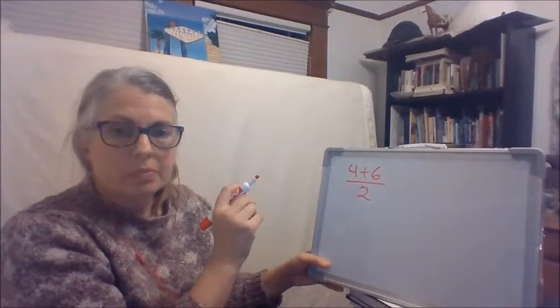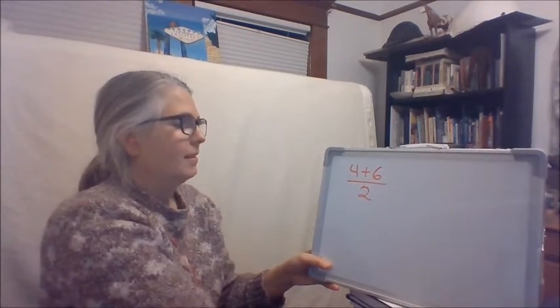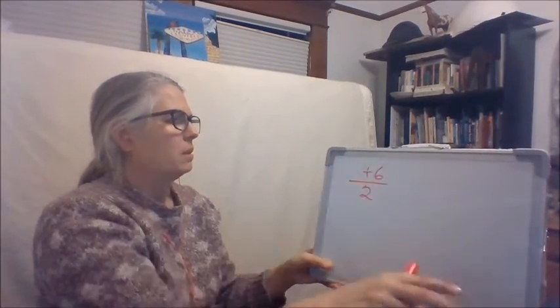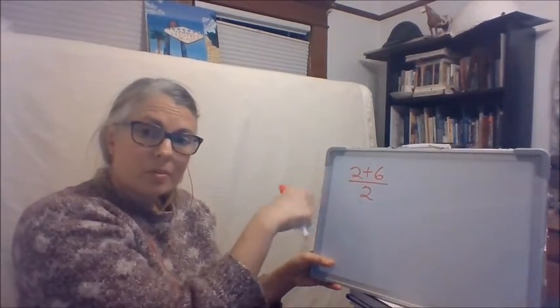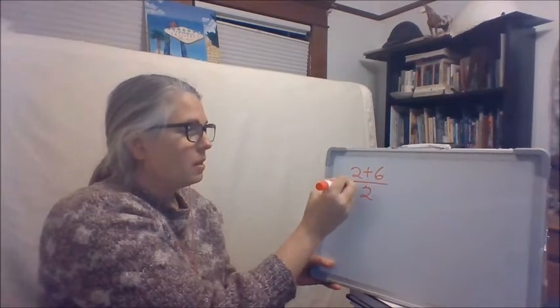Sorry, I keep changing my mind. Let's do 2 plus 6 all divided by 2. Okay, there are no parentheses there, but everything above that fraction bar is grouped together, and so you can write it.